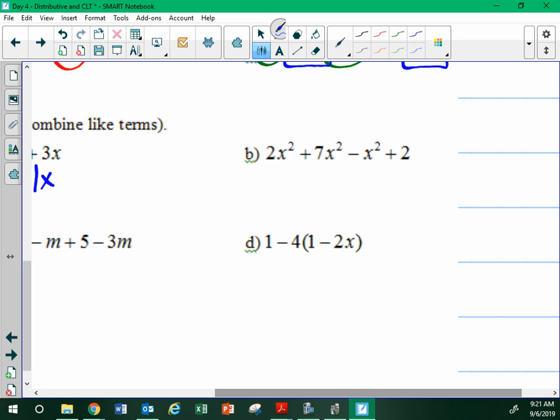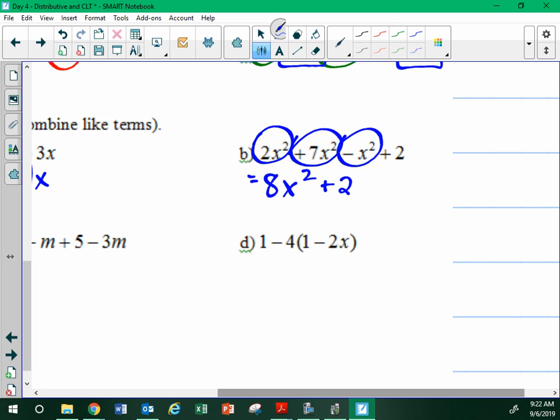Okay, B. We have 2x squared plus 7x squared, yeesh, and a negative x squared. There are 3 things we can combine together. So I have 2 plus 7 minus 1. What is 2 plus 7? 9. And then we subtract away 1. 8. x squared. Notice it's x squared because that's what we started off with. Okay.